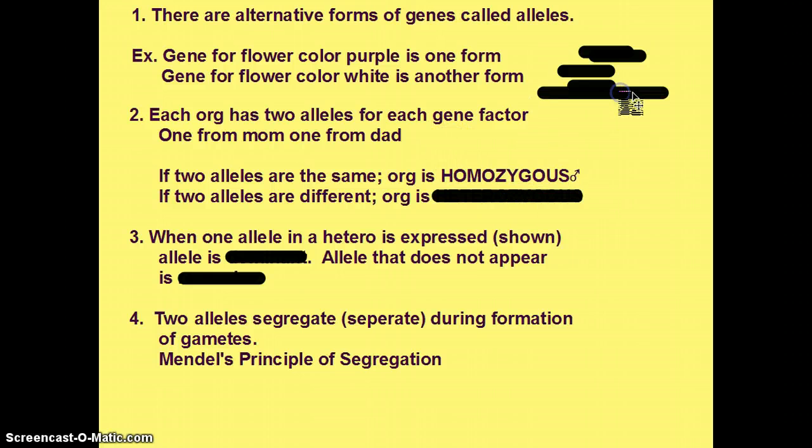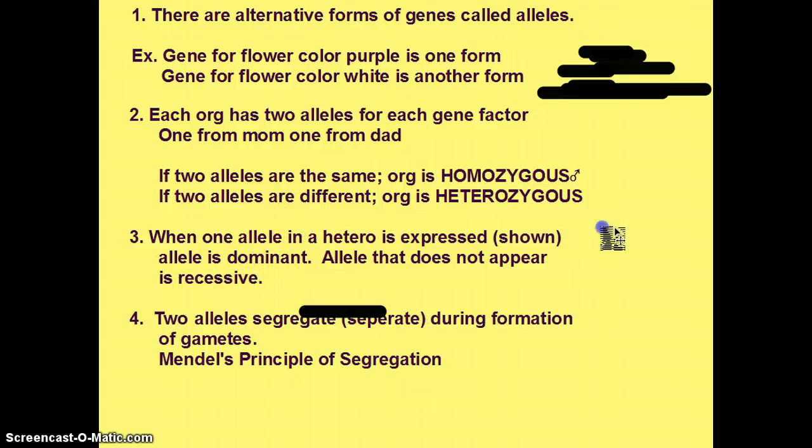If the 2 alleles are the same, we call them homozygous. If the 2 alleles are different, we call them heterozygous. When one allele in a heterozygous organism is expressed, or is visible, it's what you see, that allele is dominant. The one that does not appear is recessive.